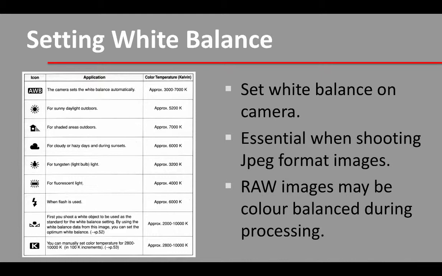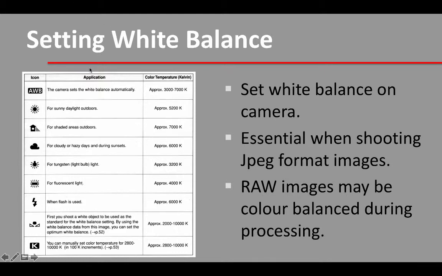Especially when you're shooting with JPEG files, it's really important that you set your white balance. Now, when you're photographing and capturing raw data, you can actually set your white balance in the processing stage, but when you're shooting with JPEGs, it's absolutely impossible to correct an incorrect white balance setting on a JPEG file. You just have to go and shoot it again.